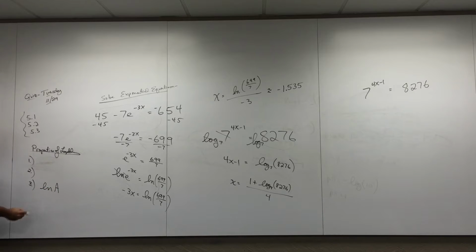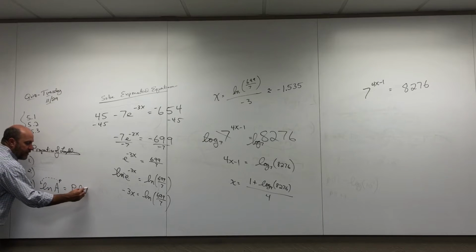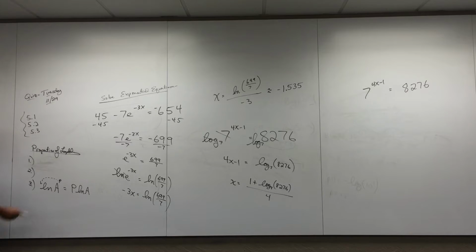The last one said that if you have the log of something, and it works for any log, of something with a power on it, what you're allowed to do is take that power and bring it down front. Property 3 is, to me, the most important one because I can use it to help me solve these problems.